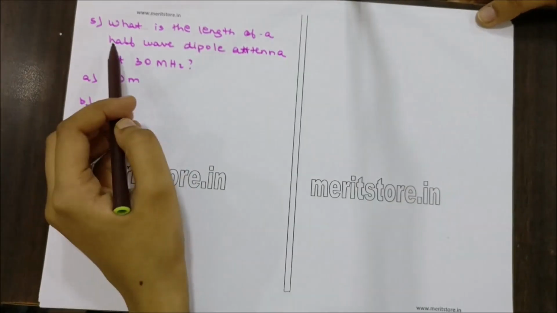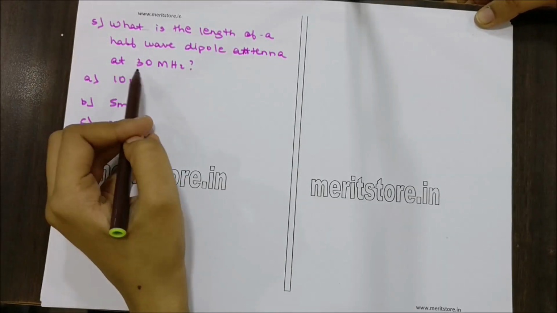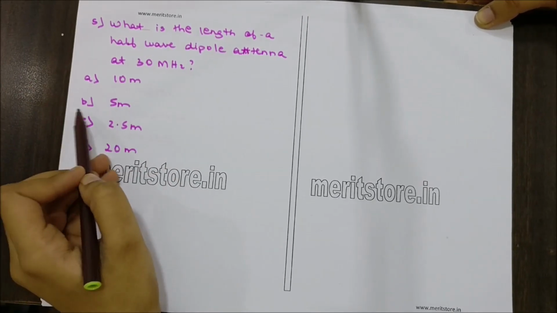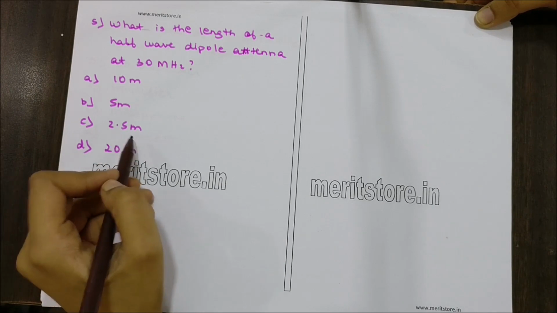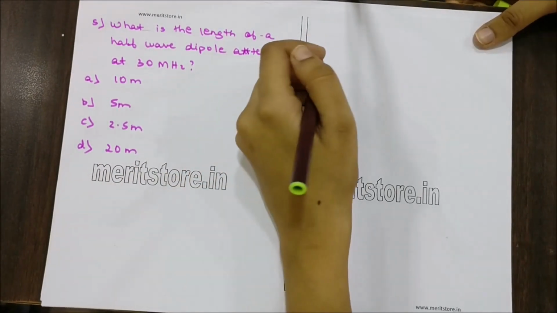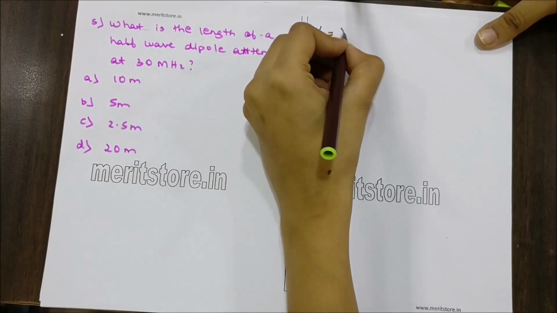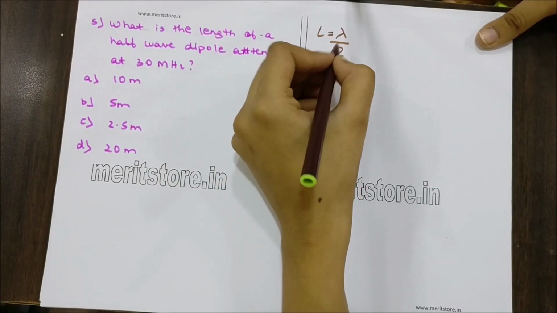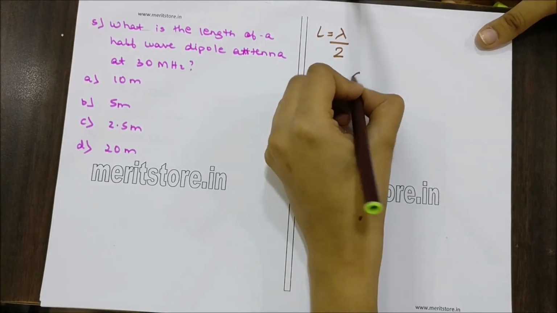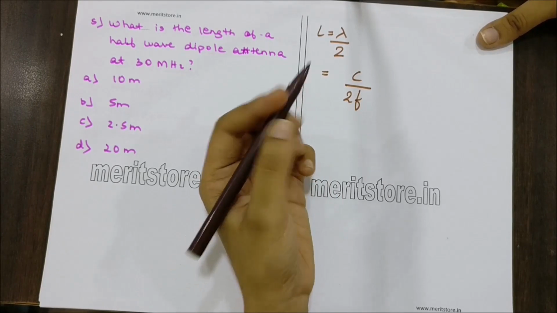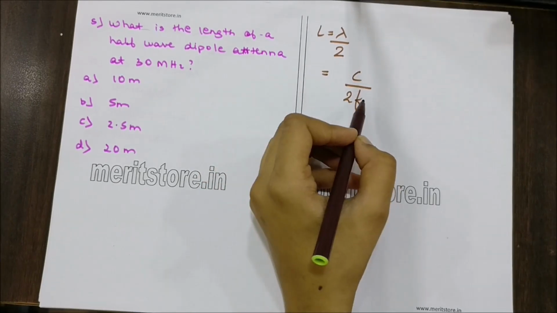Question 5. What is the length of a half-wave dipole antenna at 30 megahertz? A. 10 meters, B. 5 meters, C. 2.5 meters, D. 20 meters. So over here we'll find the length of the antenna. Length is given to us by lambda by 2. This is the formula. What is lambda? Lambda is c by f. Therefore substituting lambda as c by f, putting a 2 in the denominator, this will be c upon 2f.